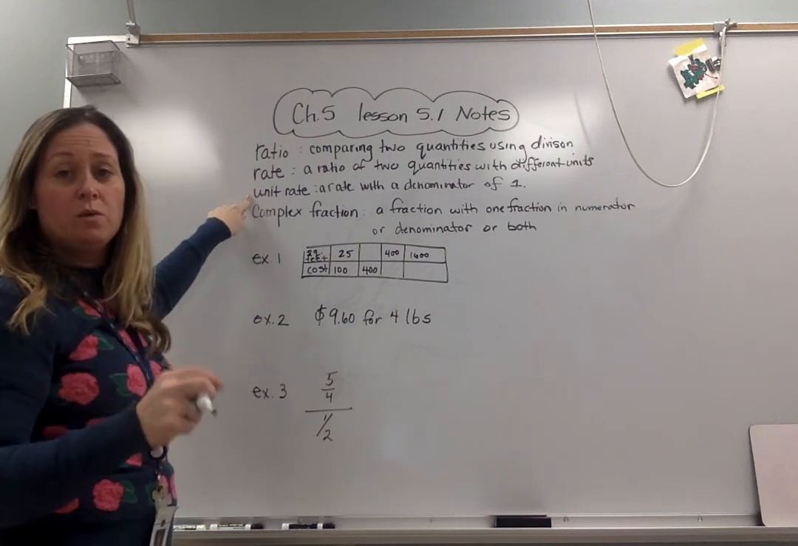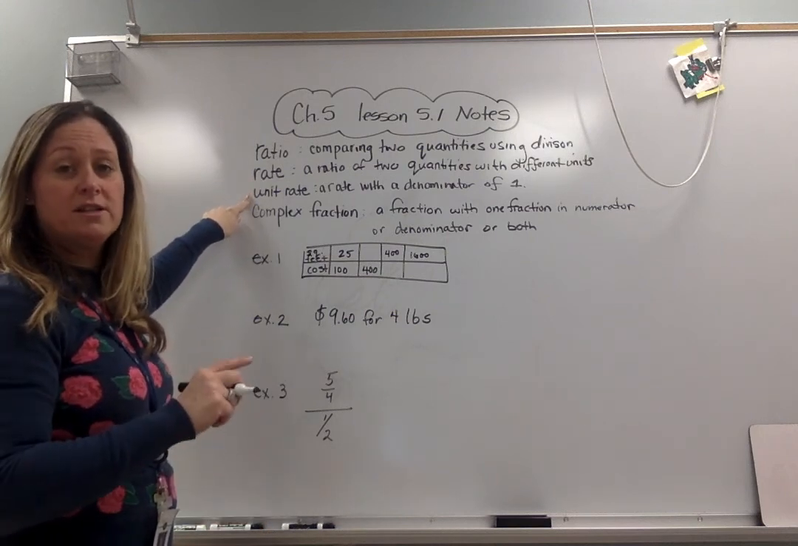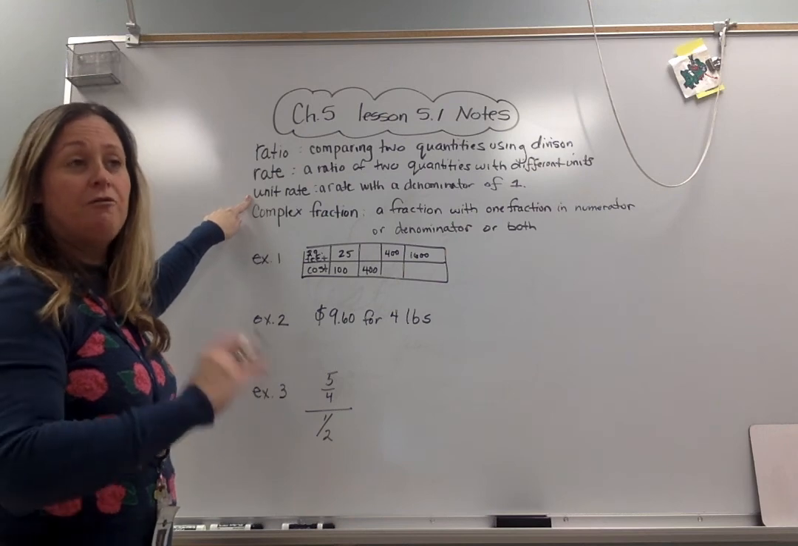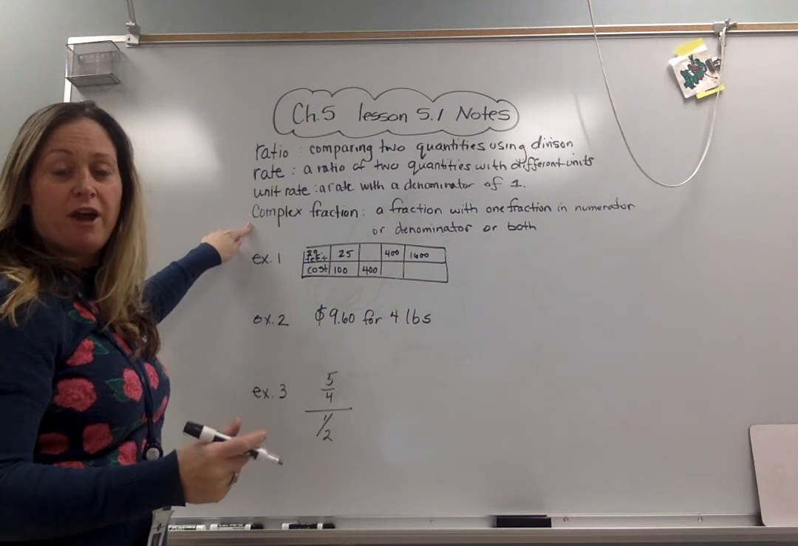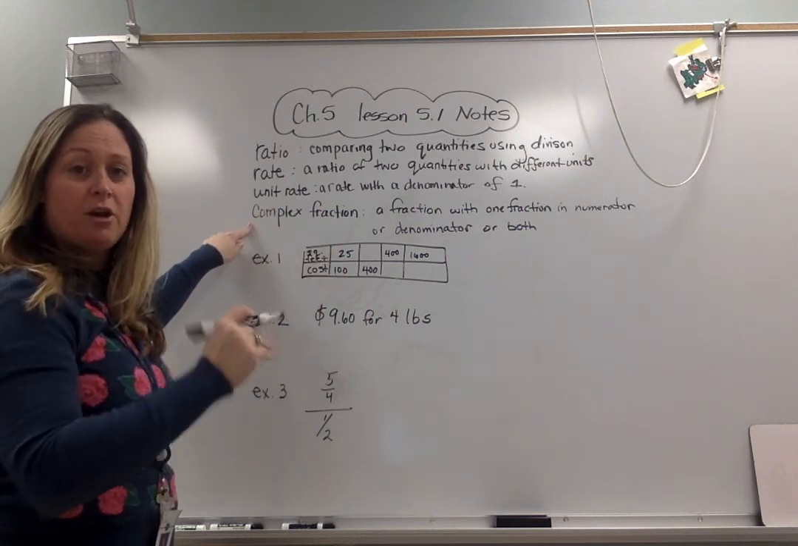A unit rate is a rate with a denominator of 1. So when you're being asked for a unit rate, you're finding for 1 of whatever they're talking about. A complex fraction is a fraction that has a fraction in the numerator, denominator, or both.